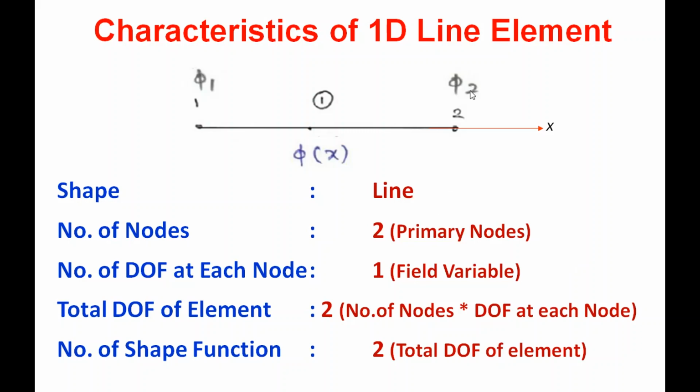So for the one-dimensional line element, we have two end nodes. At each node we have only 1 degree of freedom, that is phi 1 and phi 2, in general notation. To interpolate this phi of x, we are using a linear polynomial, that is why this is called a linear element, a one-dimensional linear element. Since there are 2 degrees of freedom, for this line element we have two shape functions N1 and N2, where N1 is 1 minus x by L, N2 is x by L.